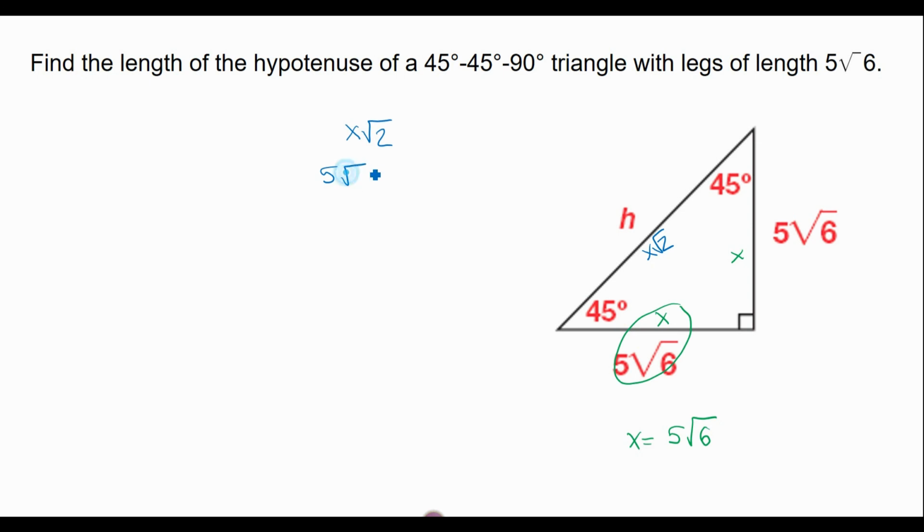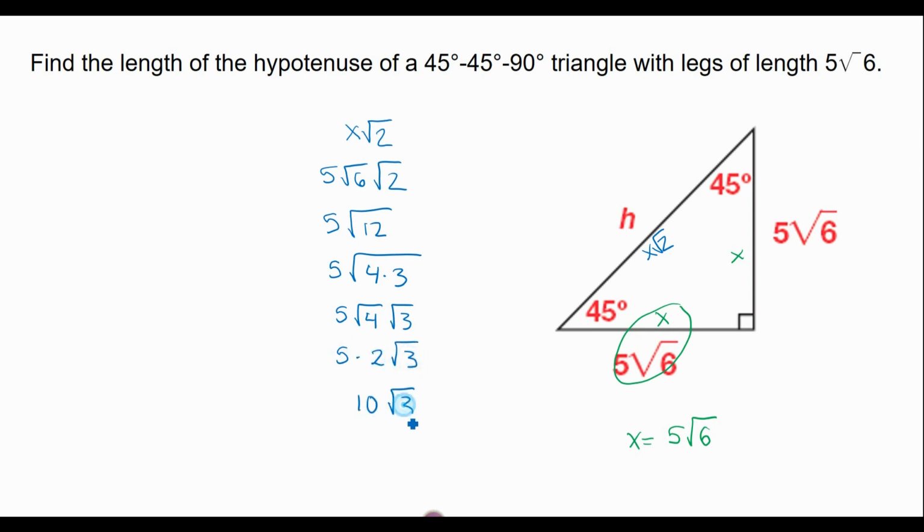So it becomes 5 root 6 root 2. Now this implies that we're going to multiply the radicals. So we get 5 square root of 12. However, like we always do with radicals, we have to make sure that we simplify. So if I simplify 5 square root of 12, it becomes 5 square root of 4 times 3. So it's 5 root 4 root 3. The square root of 4 is 2, so it's 5 times 2 root 3. So we get our final answer is 10 root 3 as our value of h.